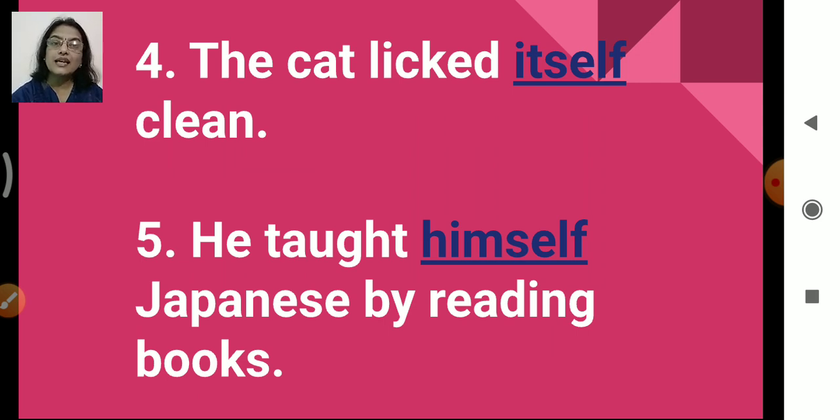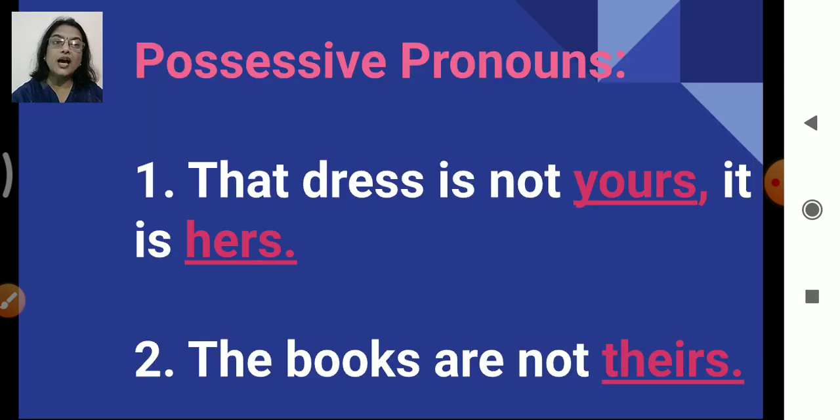The cat licked itself clean. So the answer is itself, right? It is talking about itself, the cat. We are talking about the cat. He taught himself Japanese by reading books. So the answer is himself. Now we'll learn the possessive pronouns.